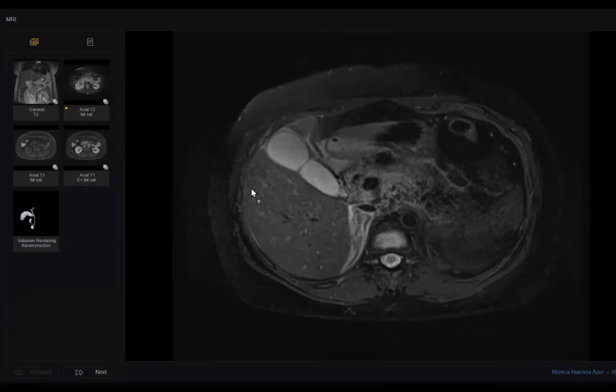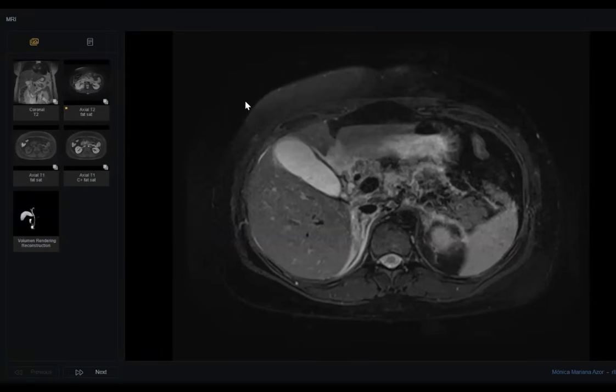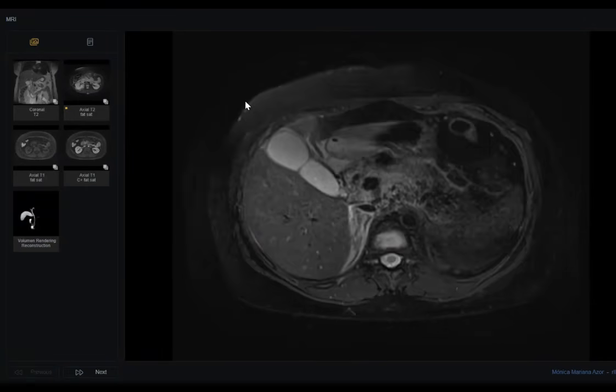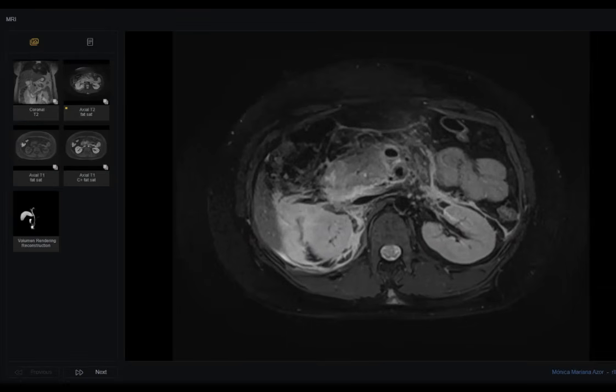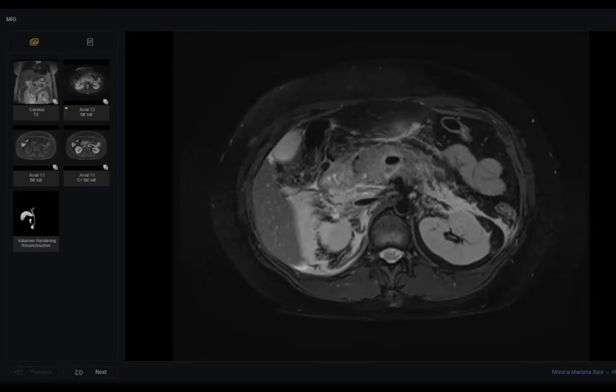So I cannot scroll the images. Sir, please, can you scroll for me? Use the arrow.